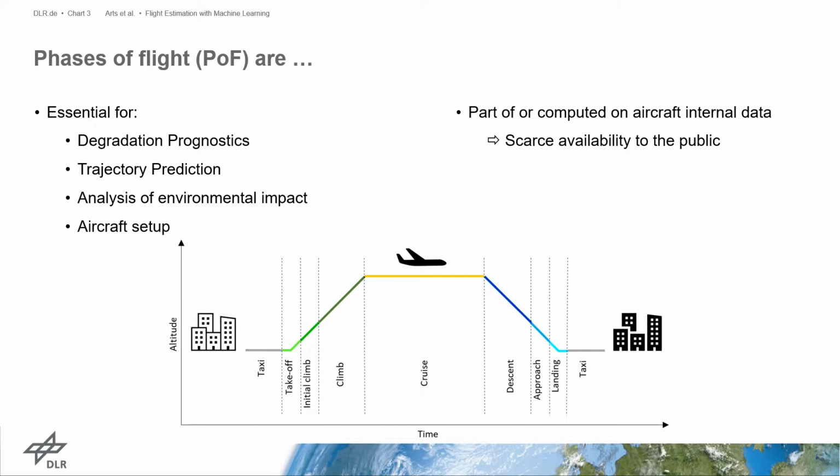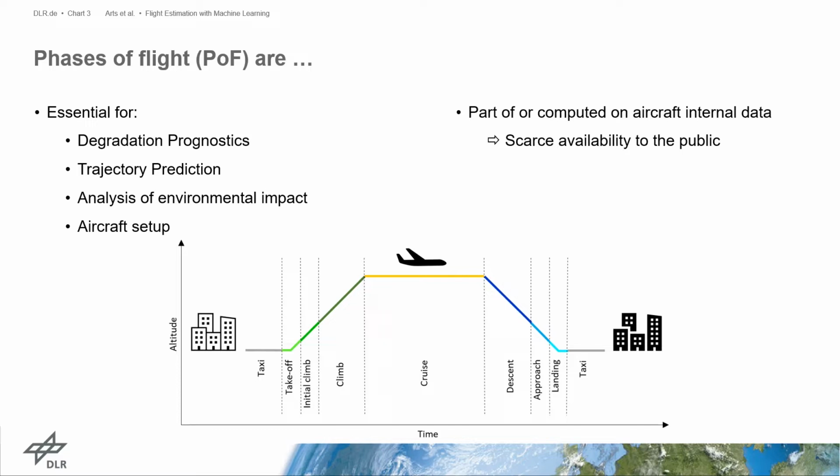I believe that most of you are already familiar with flight phases or phases of flight. Although there's no specific definition, they represent the stages of the aircraft during its flight. So for our work, we focus on the taxi, takeoff, initial climb, cruise, descent, approach, and landing. And we would like to use these flight phases for degradation prognostics.